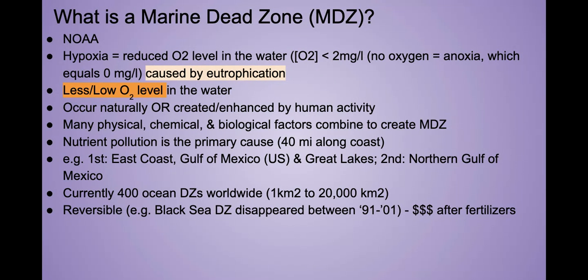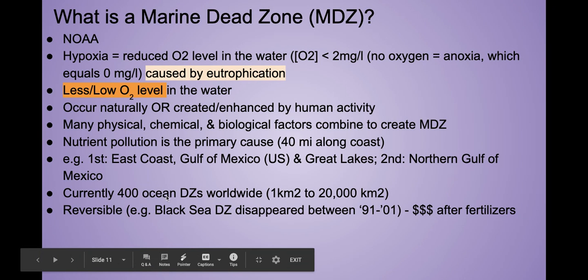caused eutrophication in different places, as we're going to see in 8.5. So the first marine dead zone example was the east coast of the Gulf of Mexico. We also have the marine dead zone in the Great Lakes, as a couple of your classmates mentioned in the case studies. So Gulf of Mexico and the Great Lakes, and the second one was on the northern Gulf of Mexico.